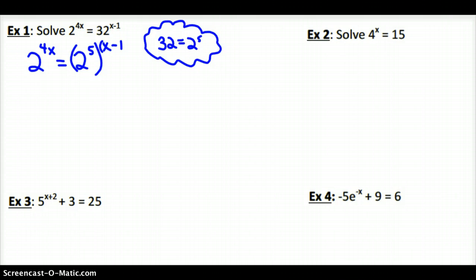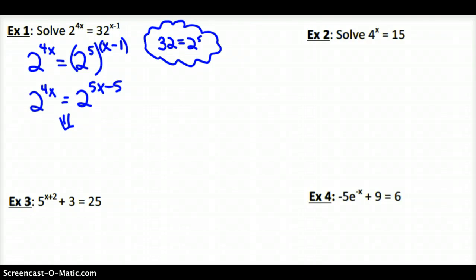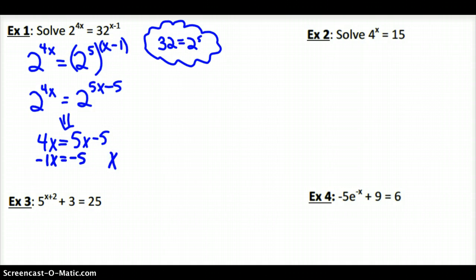X minus 1 is a binomial, so after a rewrite here, we're going to get 2 to the 5x minus 5 power. Since we have the same base on each side of this equation, I can now change gears a little bit. That 4x has to equal 5x minus 5. I subtract the 5x over to the left, and when I solve, I get x equals 5. Again, we need to get a common base if we have this situation.